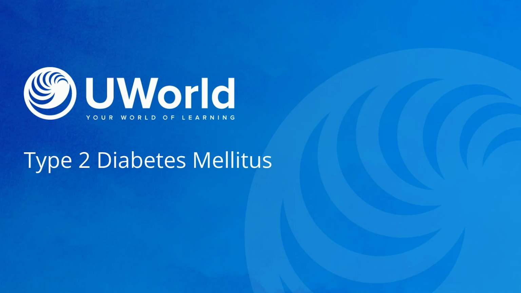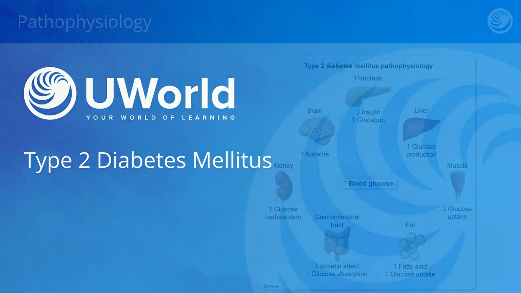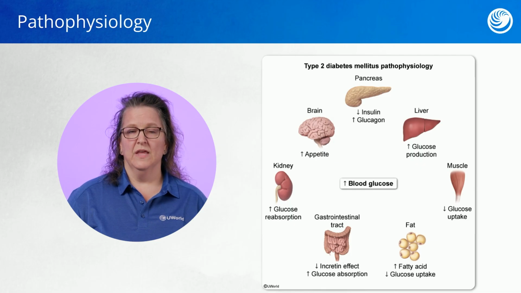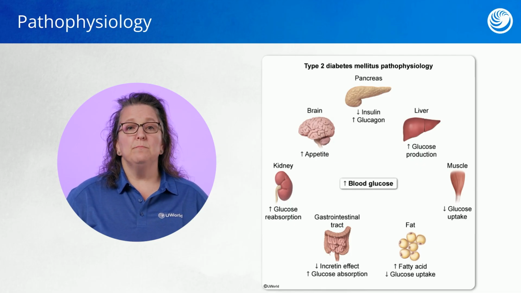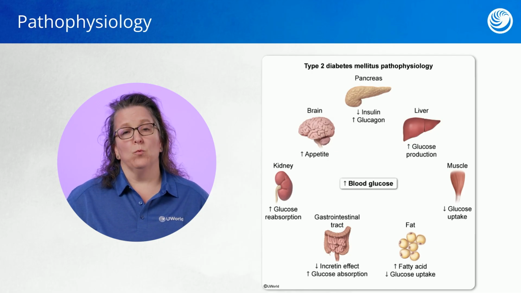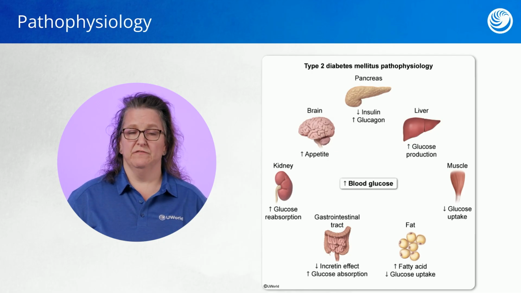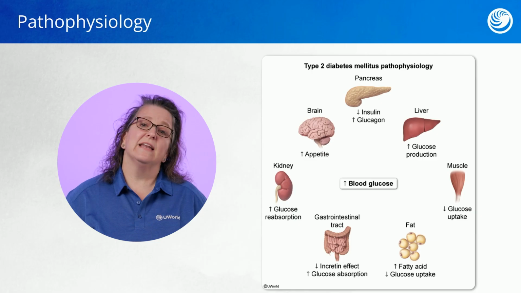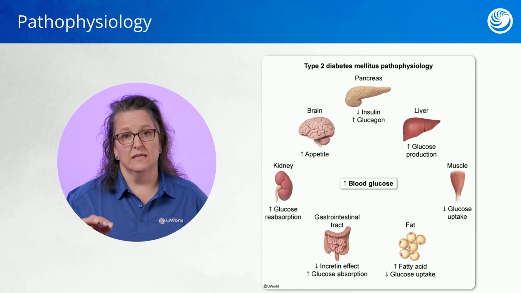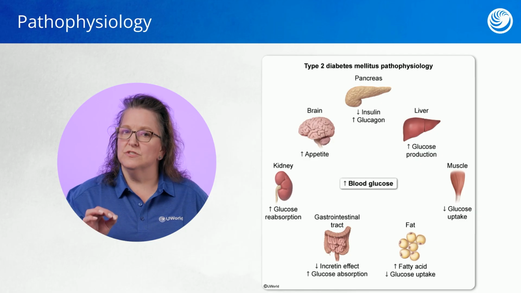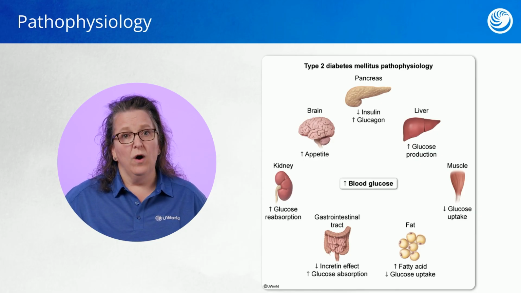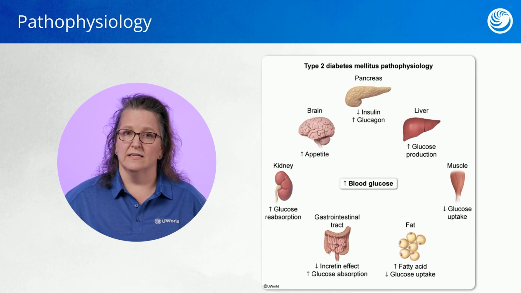This topic is type 2 diabetes mellitus. Let's take a second and review a little bit of pathophysiology. In type 2 diabetes, the body is either not making enough insulin or the insulin is not working properly, or a combination of both. It's important to remember that in type 2 diabetes, the pancreas is still making some insulin. This is a major difference between type 1 diabetes and type 2 diabetes. In type 1, the pancreas does not make any insulin.